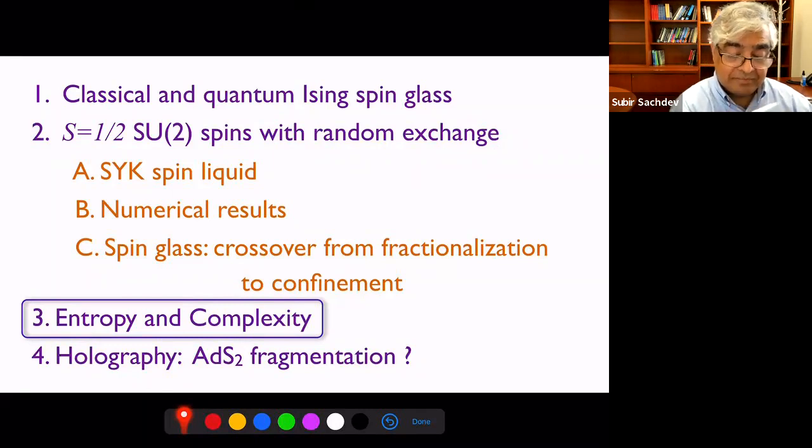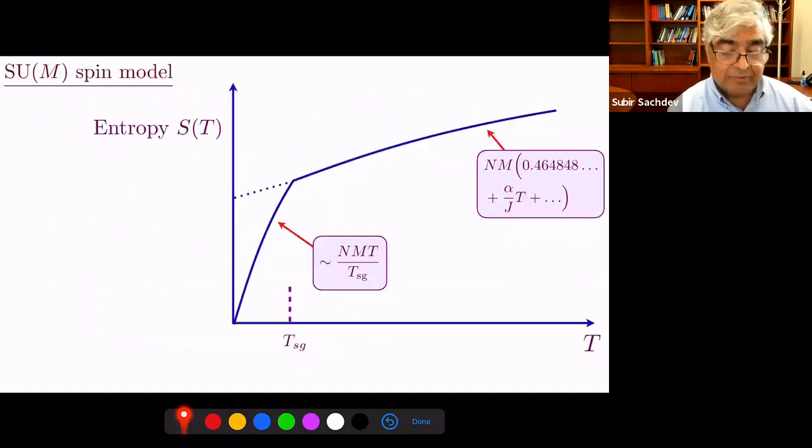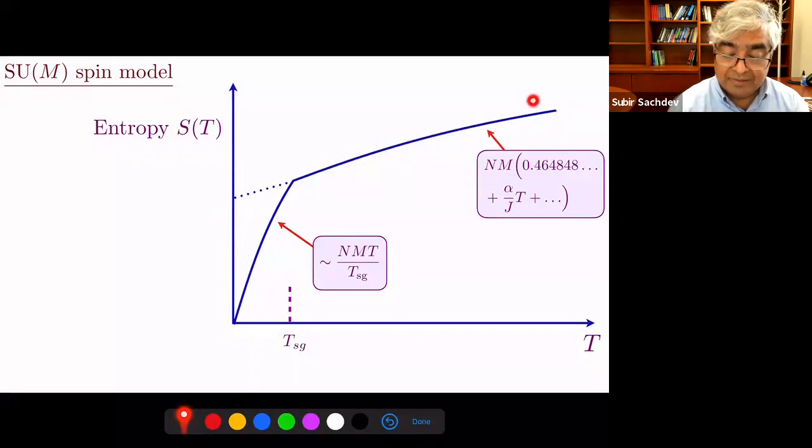But let me go back to the problem I was talking about, which is SU(2) spins with random exchange. So what we've seen is that there's this confinement of the SYK spin liquid at low temperatures. So one way we characterize the SYK spin liquid was in terms of its entropy. So at large N and M, you get an entropy, which is this line here. It extrapolates to a non-zero value at zero temperature.